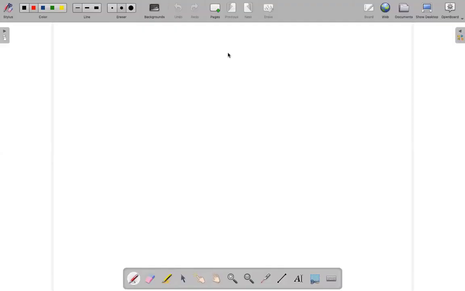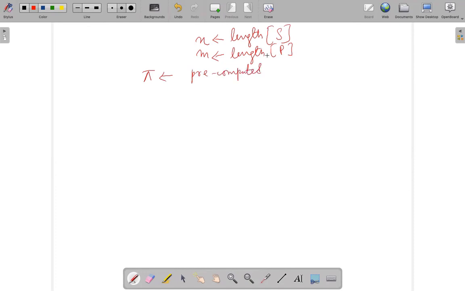Let's say n is the length of the string S, and m is the length of the pattern P, and pi, as earlier, is the pre-computed prefix function. We usually store it in a prefix table.